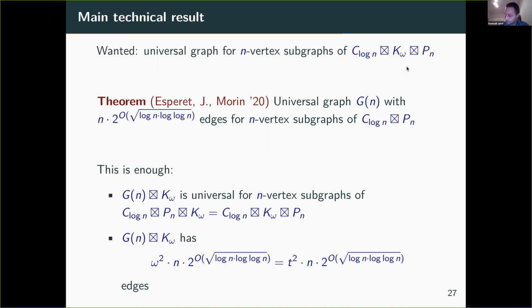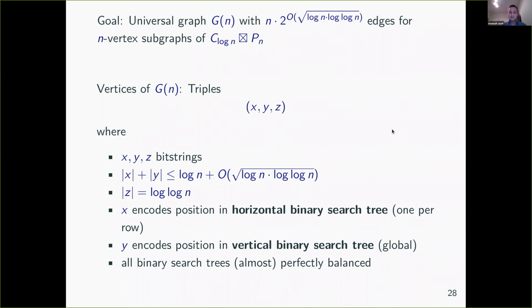So let me have a quick look at the time. Okay, so it's good. It's enough to look at universal graphs for n-vertex subgraphs of this. And now we have a really clean problem. This is a nice graph to think about. But unfortunately, this is where the proof becomes less clean. So from this point on, I will just try to give some of the intuitions without going much into the details. So again, what is the goal?